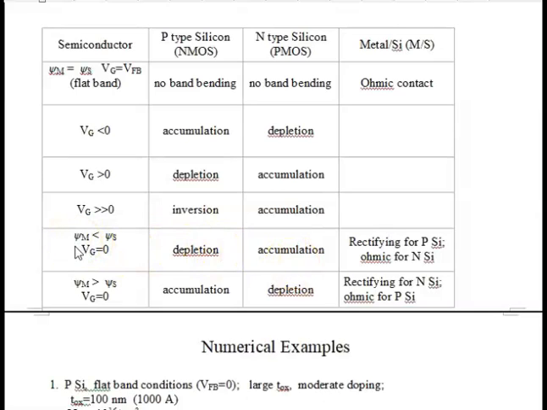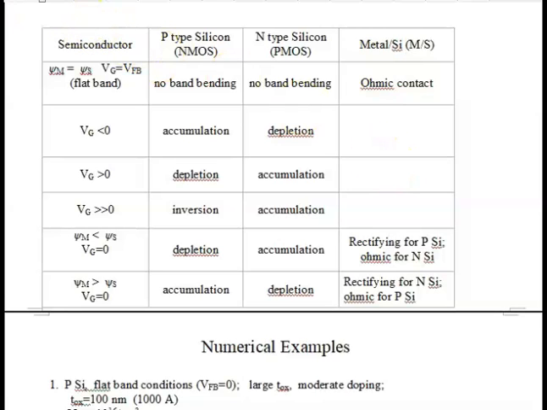And now we have the quote-unquote normal case where the metal work function, at least for PMOS, or I should say for n-type, for p-type silicon, if we have the metal work function less than the silicon work function at equilibrium, we have depletion. And if we have the metal work function greater than the silicon work function at equilibrium, we have accumulation. And we can have, in those particular cases, rectifying junctions for the Schottky.